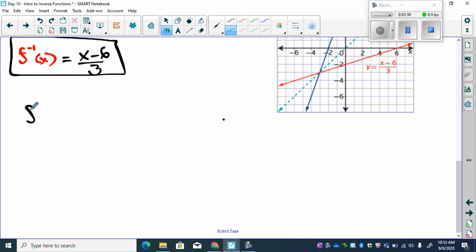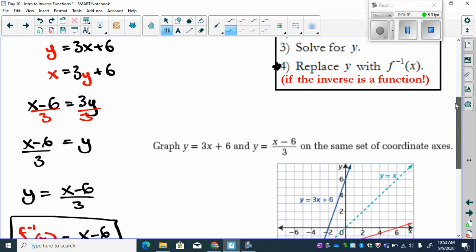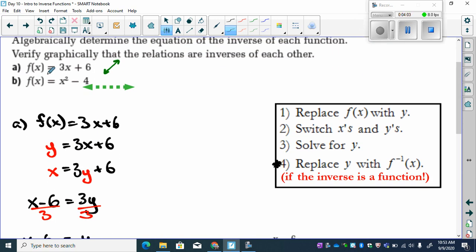You may see it written like this as well. x over 3 minus 2, like x divided by 3, 6 divided by 3 would be 2. Or you could see f inverse x equals 1/3 x minus 2, same thing. But just keep in mind that one equation undoes the other.